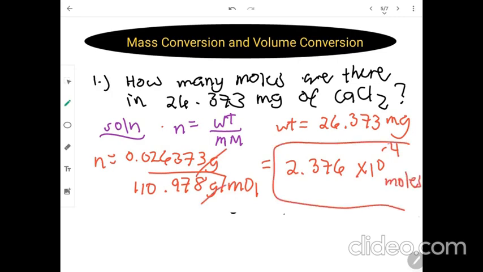Okay? So take note, mahalaga na marunong kayo mag-convert from milligrams to grams or from kilograms to milligrams. Okay? Yung mass conversion mahalaga and yung volume conversion din ay mahalaga. Yung volume conversion, makita nyo siya sa problem natin sa gas law. Pero ngayon, ipapakita ko muna sa inyo yung sa mass conversion. So, kung paano nyo ma-relate yung ating molar mass with our moles and our mass given.